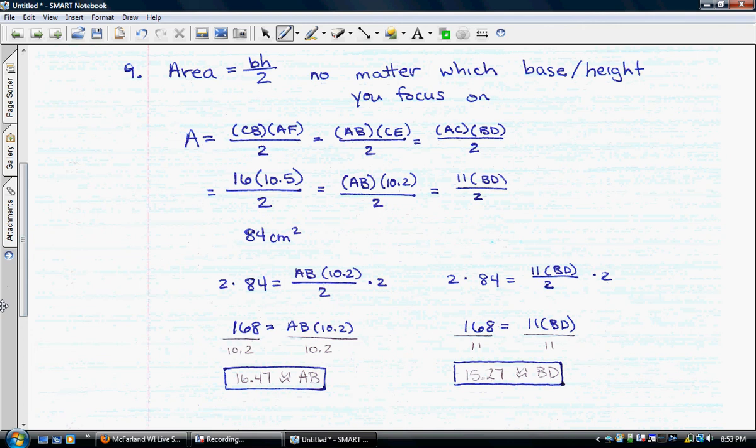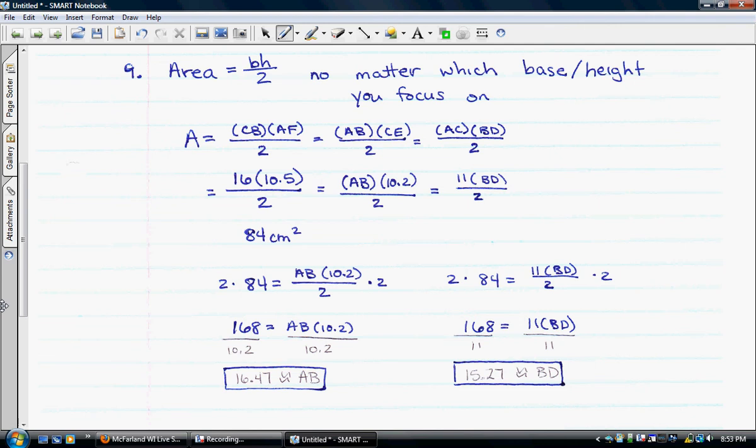No matter which base and height you look at, the area is still base times height divided by 2. So there are 3 different bases and 3 different heights we can think of, but they should all equal the same one. If you focus on base CB and height AF, you can figure out an exact number for the area. CB is 16, AF is 10.5, so you get that the area is 84.